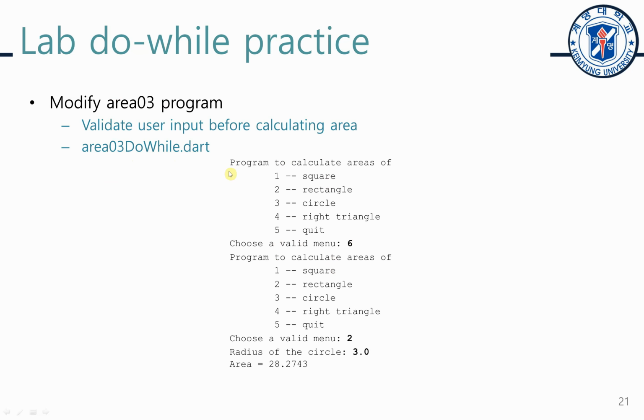You'll be provided a menu. If the menu you enter is invalid, you'll be provided the menu again, and once you enter the valid menu, you'll be asked for other information to calculate the area. The one problem with this is that the menu will be displayed one too many times. So this is one of the problems.